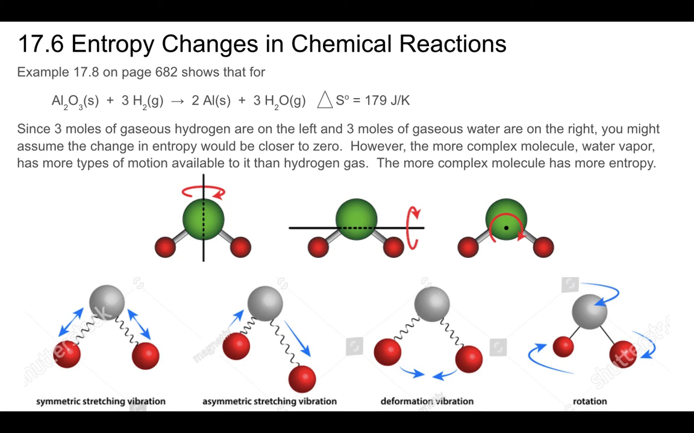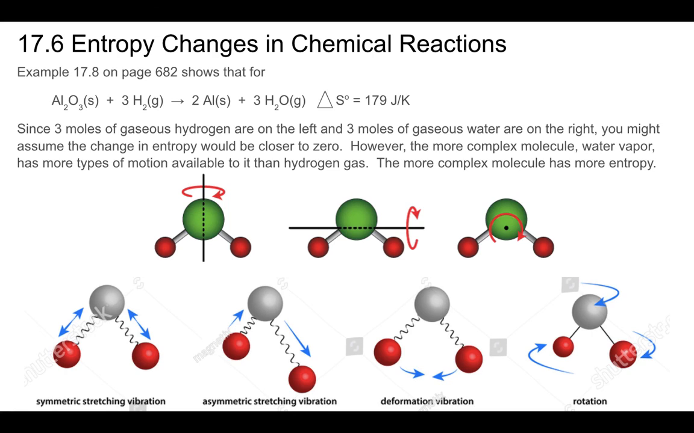Now, they do another example very similar in the book. I didn't go ahead and do it again, but it's Al2O3 plus 3 hydrogen yields 2Al plus 3 waters. And if you go through the math, you'll see that the delta S for that is positive 179 joules per Kelvin. Or you might say joules per Kelvin per mole of reaction. But typically we consider the moles to have canceled out in the formula for delta S.